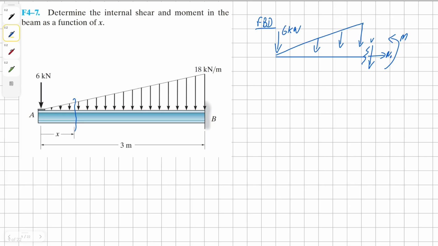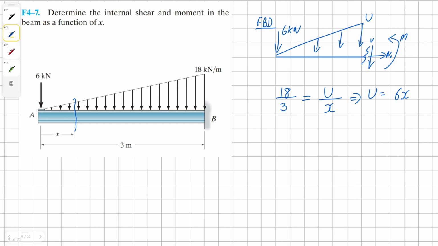Now, to determine our uniform distributed load, we need to use proportionality. So we know that the full uniform load on this beam is 18 over 3 meters. Similarly, we're going to name this as a U, and this U runs along till x. Solving for U, we get our solution as 6 over x. Pardon me, 6 times x.